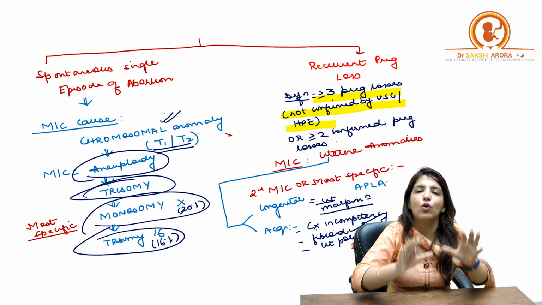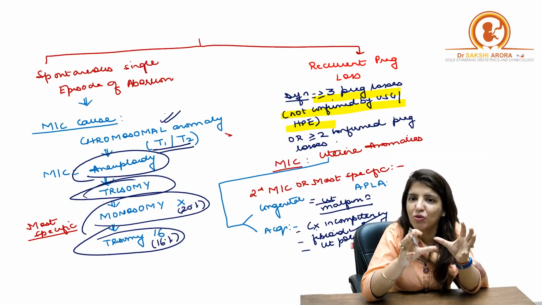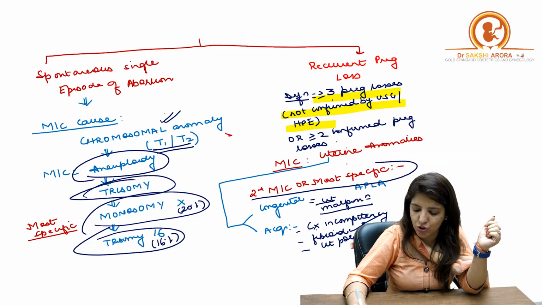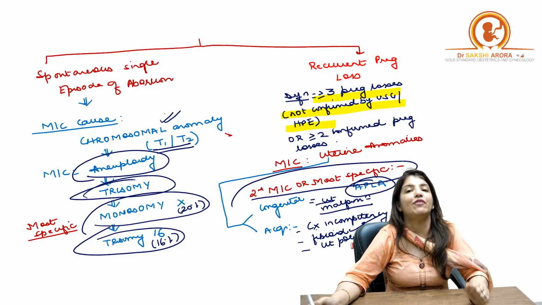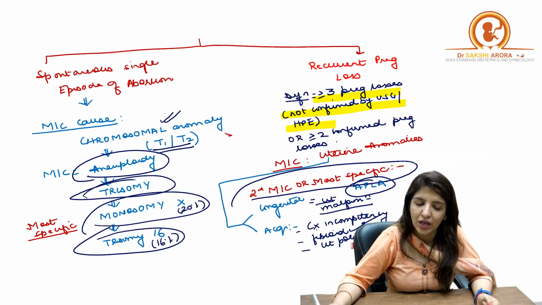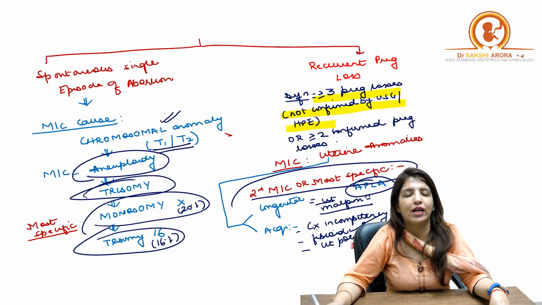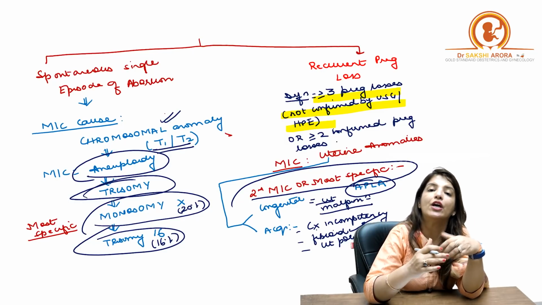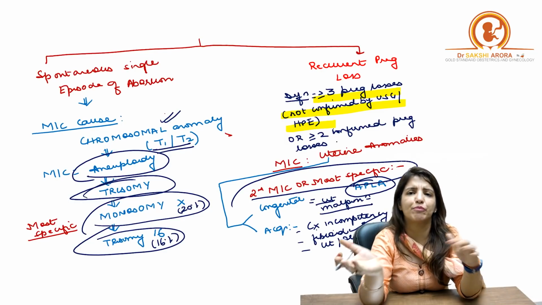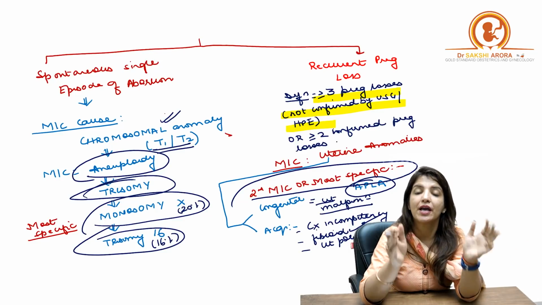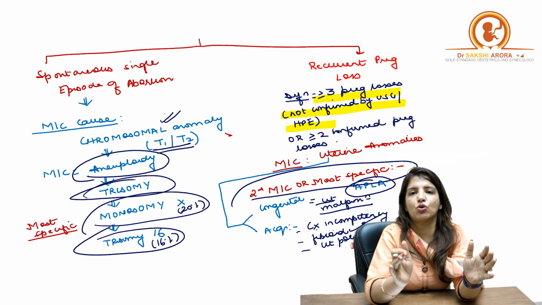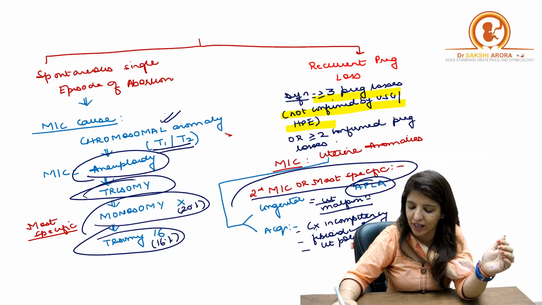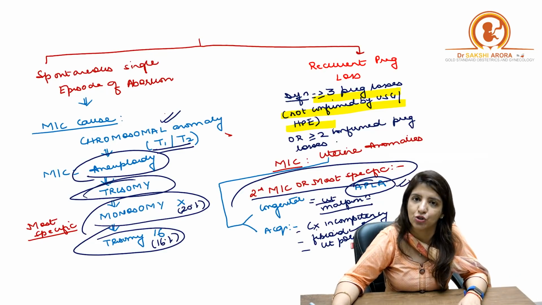But if I ask you, which is the single most important cause of recurrent pregnancy loss, then the single most important cause will be APLA, anti-phospholipid antibody syndrome. So most common is uterine anomalies, but uterine anomalies is a group which includes many anomalies, which could be uterine malformations, which could be a fibroid, which could be cervical incompetence. But single most important cause which leads to recurrent pregnancy loss is APLA, that is anti-phospholipid antibody syndrome.